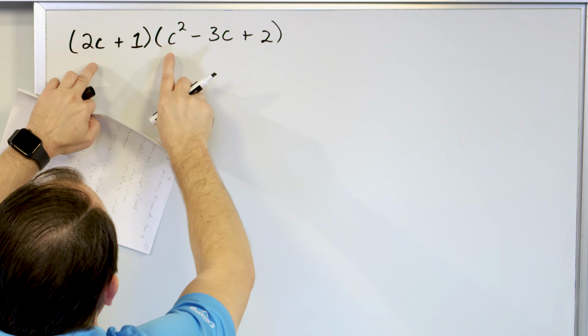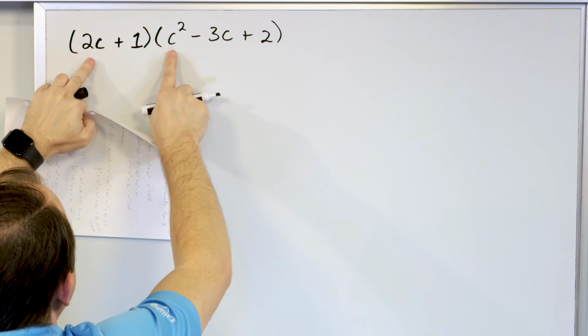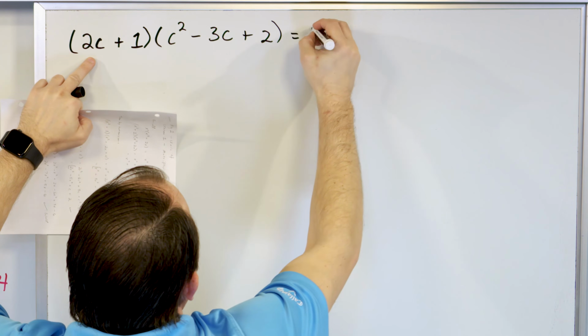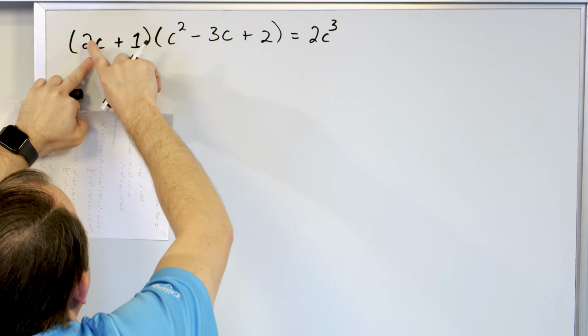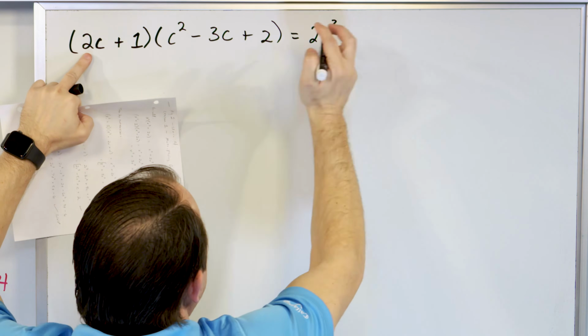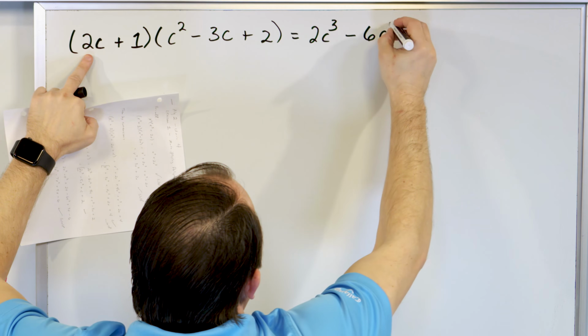So the first terms, and I do encourage you on your paper, put your fingers on there to help you keep track of it. 2c times c squared is going to give you what? You're going to have 2c cubed, because you're just going to add the exponents of the c variable. Then this one gets multiplied in, but it's times -3 now. -3 times 2 is -6. So the -6 is here, and the c times the c is c squared.